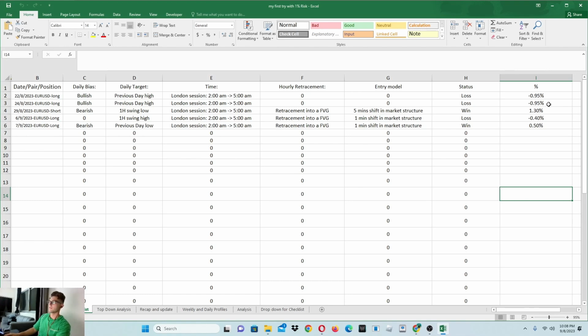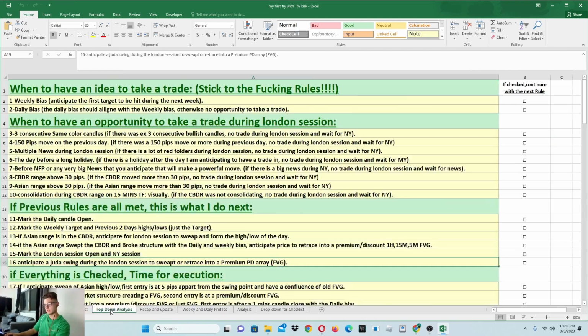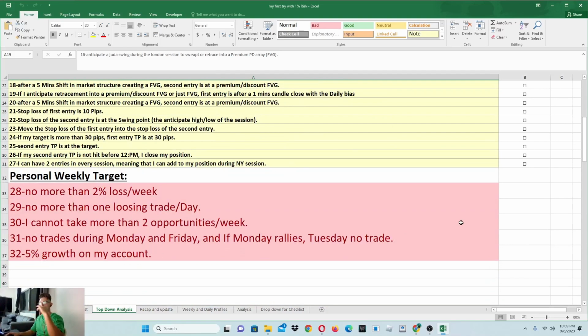So the first week I learned a lot. The second week was a good week. Now I am in the third week. It was a break even week, and hopefully the fourth week will be very beautiful. I have specific things. This is my top-down analysis. I have a checklist right here. If I check this, I can move into the next one. So I made it in order for me.